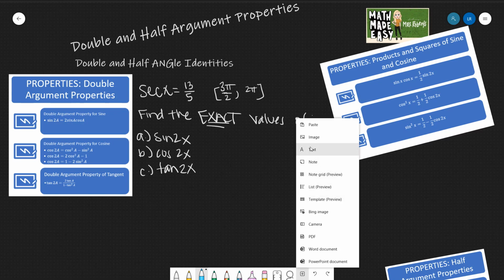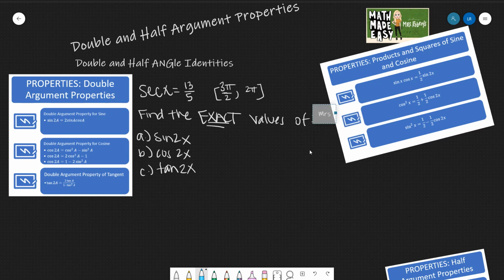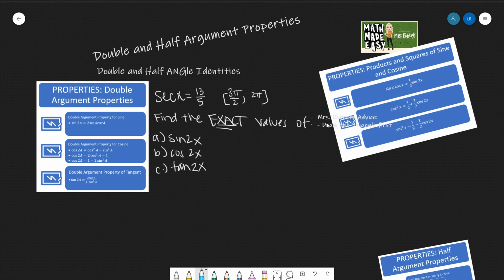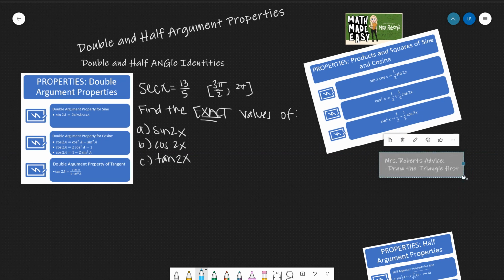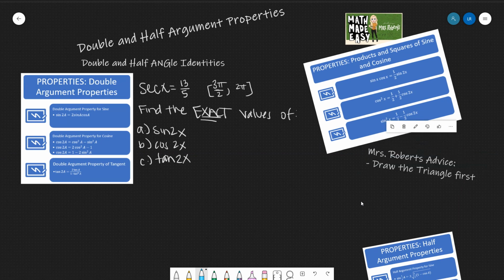Mrs. Roberts' advice, and we can add to this document as we go: draw the triangle first. Okay, so we're going to draw our triangle first. That's my first piece of advice for you, and we will add to this as we go. So let's go ahead. I'll use this sweet rainbow pen, and we will draw this triangle.